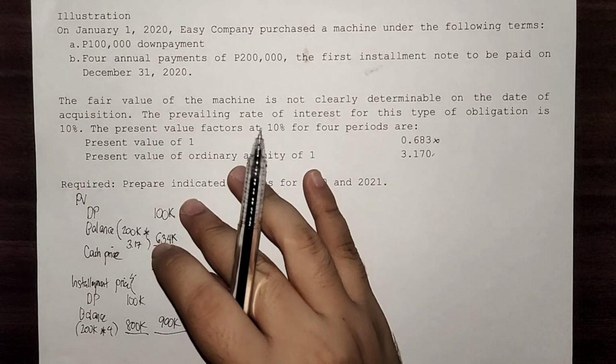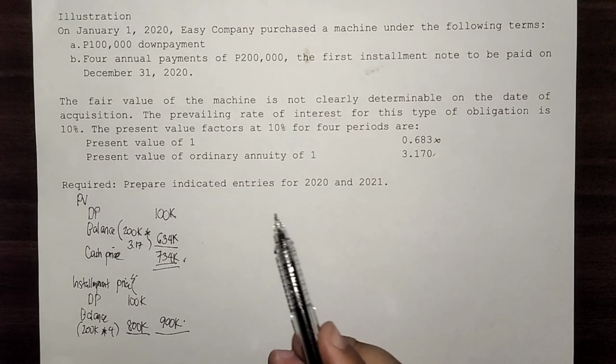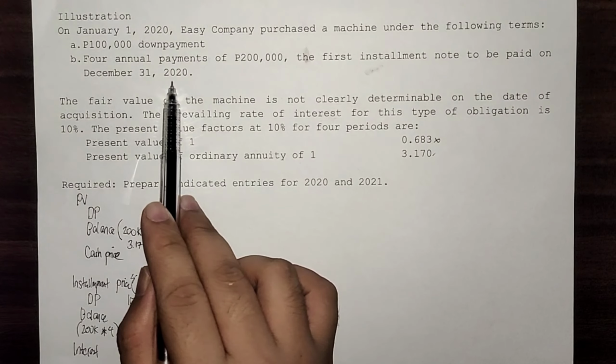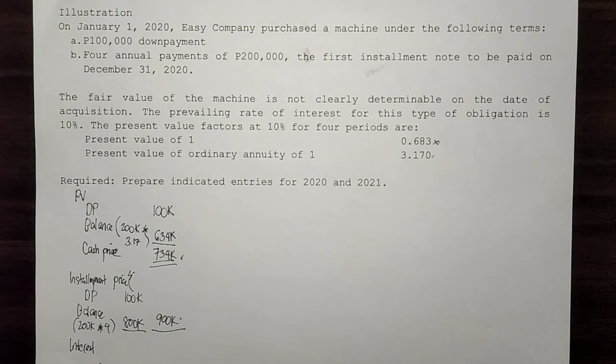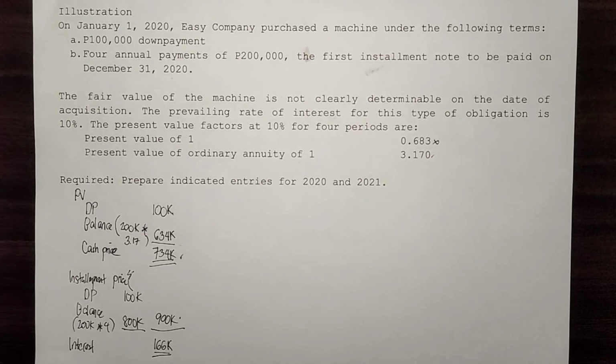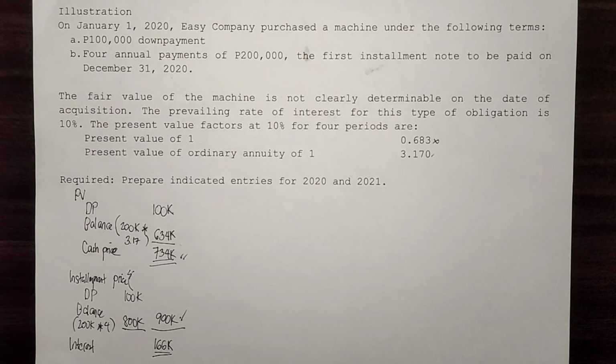Kapag binili natin ng cash straight basis itong machinery na to, it is deemed na magbabayad tayo ng 734,000. Therefore, the difference between the installment price and cash price, yun yung interest. Yun yung interest ng buong installment period, from 2020 December 31 hanggang sa matapos yung 4 annual payments. Ito yung total interest na mai-incur ni EC Company, 166,000. That's the difference, the installment price and the cash price.